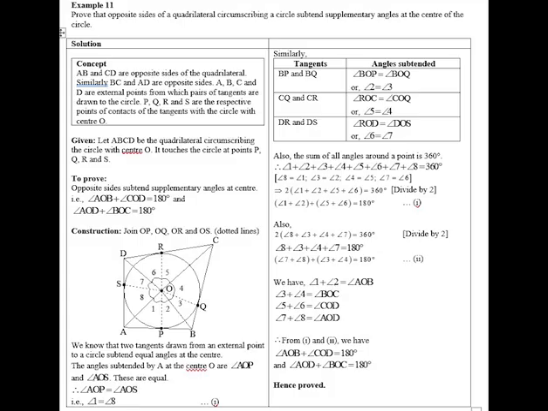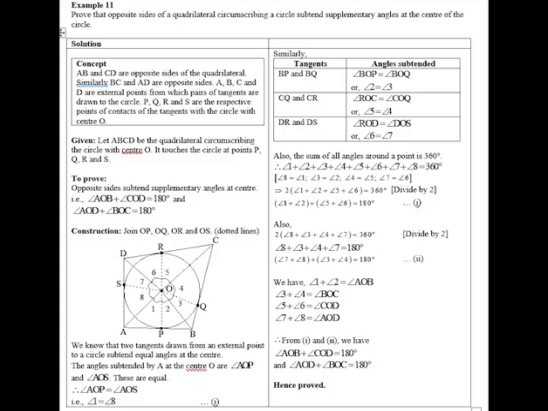We need to prove that opposite sides subtend supplementary angles at the center. That is, angle AOB plus angle COD is equal to 180 degree and angle AOD plus angle BOC is equal to 180 degree. Join OP, OQ, OR and OS by dotted lines. By the corollary of theorem 2, we know that two tangents drawn from an external point to a circle subtend equal angles at the center.